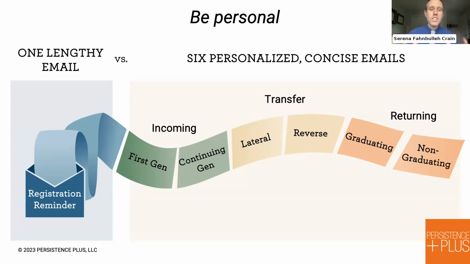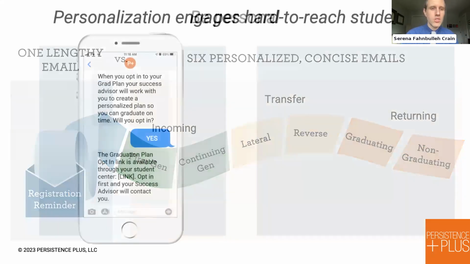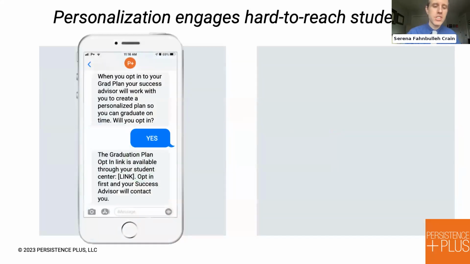So to the degree that this is possible with your data and your technology, we always recommend being more concise and being more personalized. So if you can send registration details that just apply to first gen students, just send it to the first gen students and splice these up into different pieces. We were able to do this in the past year with our partners at Ohio University.